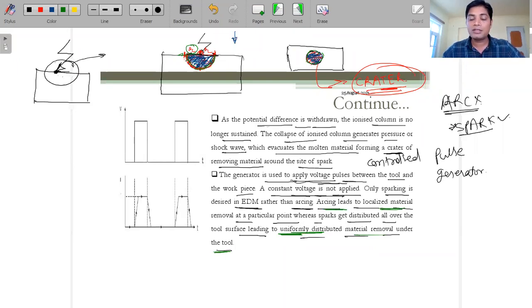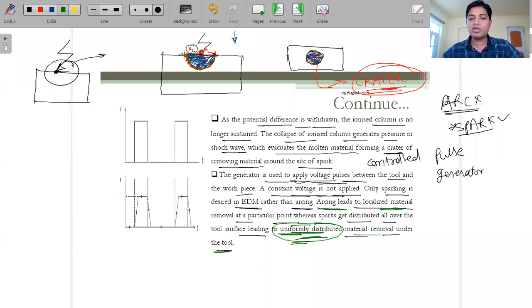But when there is an arc, it leads to localized material removal, from a specific area only, and it is not uniform. One more thing, which I mentioned in the last lecture: why we are using the dielectric fluid. Because of that only does the uniformity occur. Otherwise, if you do not use the dielectric fluid and perform it in the normal atmosphere, then it will not be uniform.